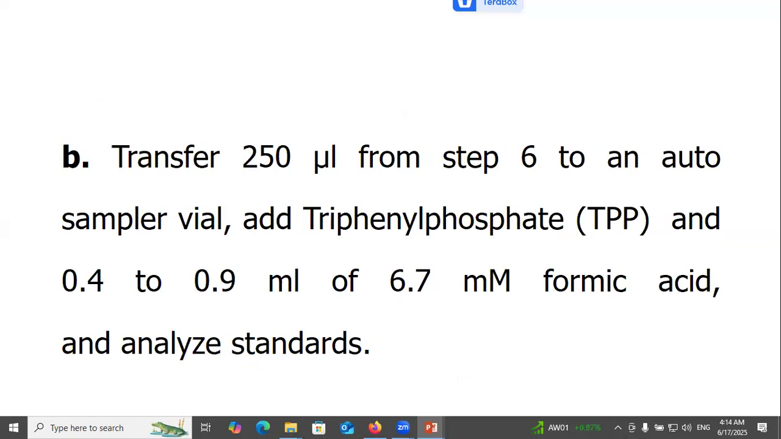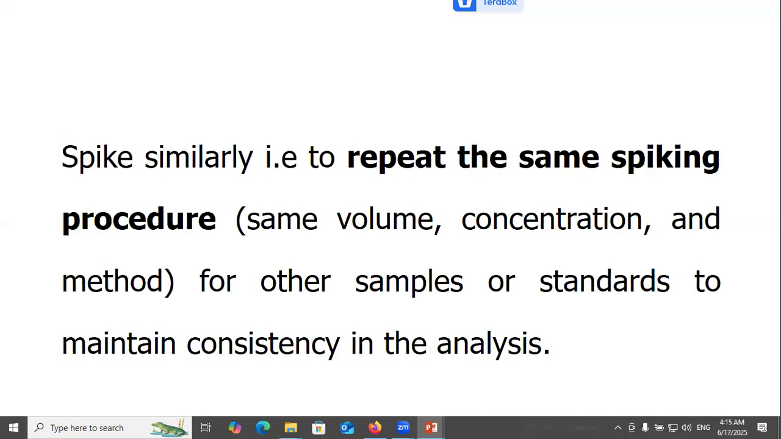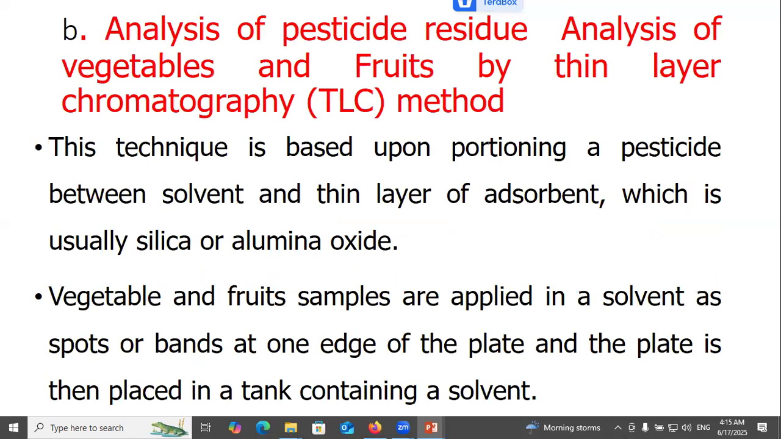Transfer 50 microliters from step 6 to an autosampler vial while adding triphenyl phosphate and 0.4 to 0.9 ml of 6.7 millimolar formic acid and analyze standards. Spike similarly, that is, repeat the same spiking procedures, same volume, concentration, and method for other samples or standards to maintain consistency in the analysis.